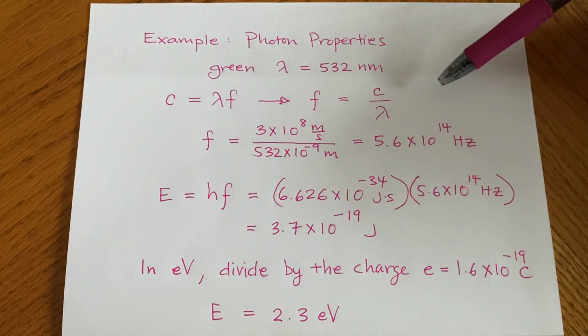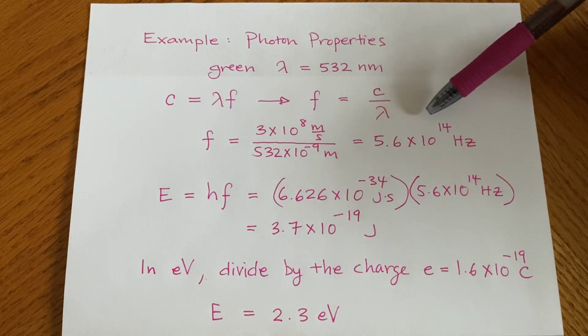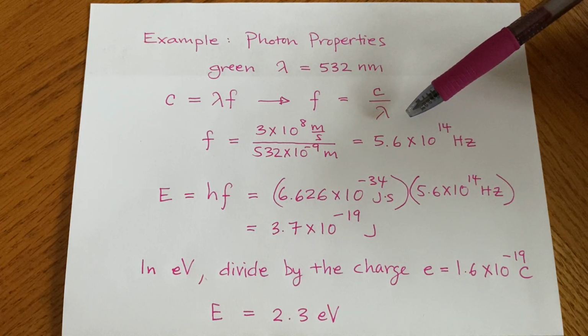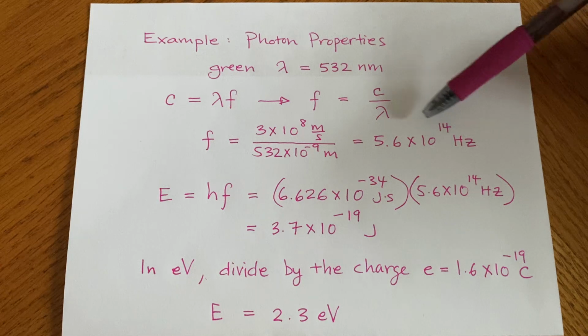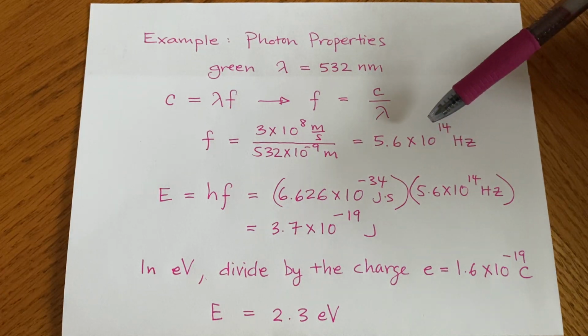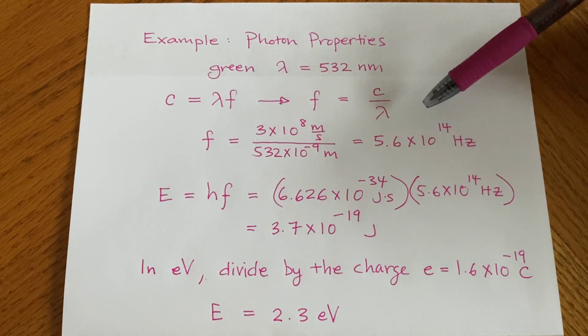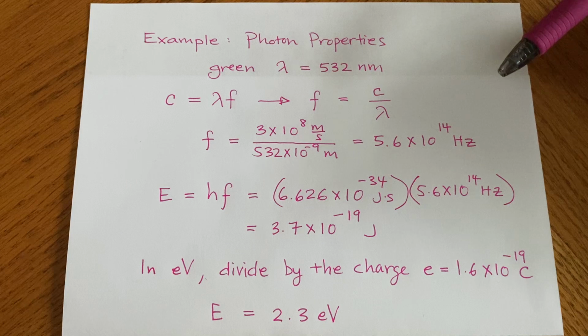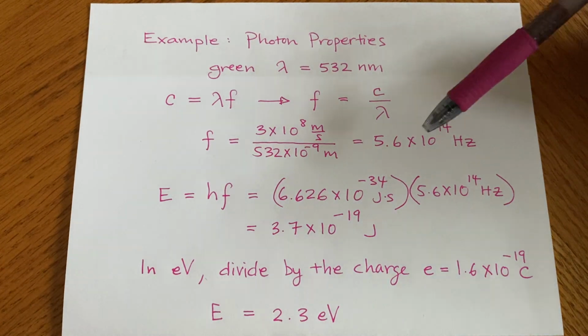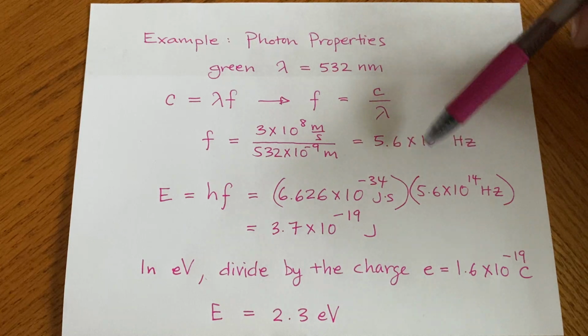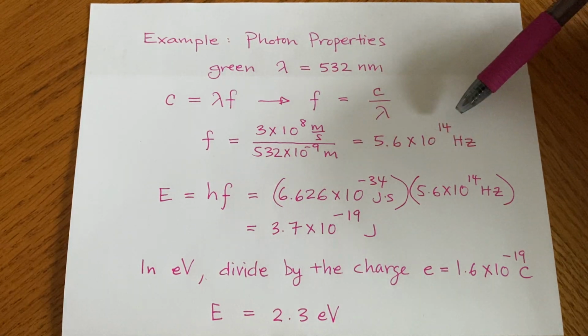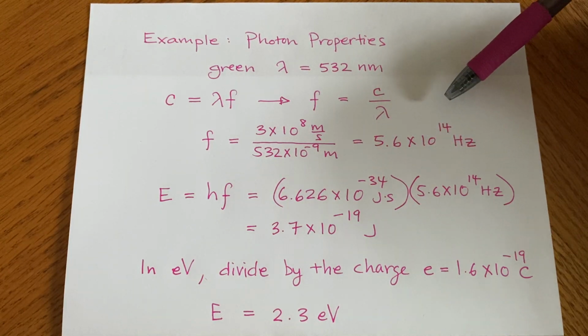It's hard to really make sense of what that number means because it's ridiculously large. 10 to the 14 hertz means a visible light wave is oscillating 10 to the 14th times per second. I don't have a good way of helping you understand what that really means, but that's what we'll see typically for visible light waves. We get frequencies in the range of 10 to the 14 hertz.